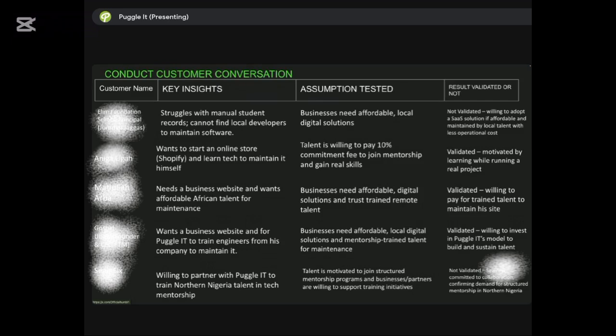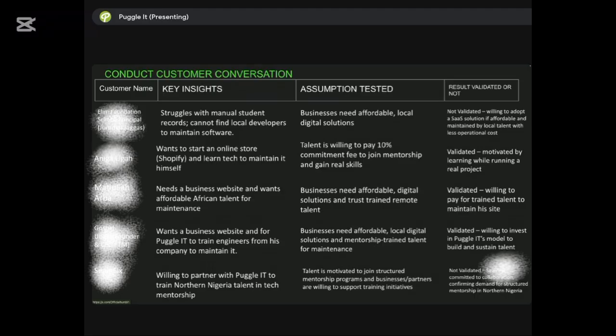So we validated this. We have signed a contract with this customer already, and they even want to invest in the Puggle IT model to build and sustain. You see, these are results that we got and validated. Then our default customers, we realized they are willing to partner with Puggle IT to train northern Nigerian tech talent in tech mentorship. We didn't even know.